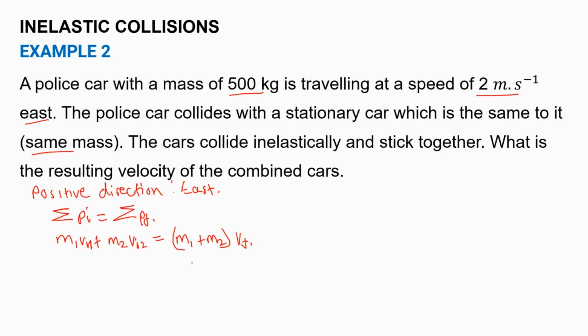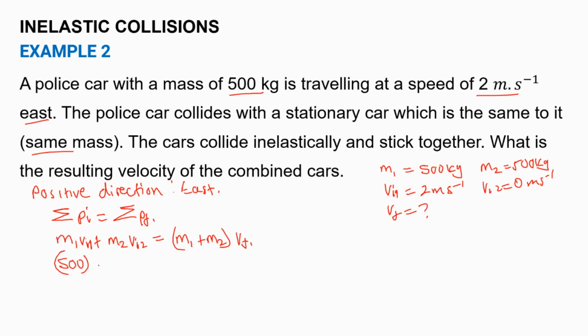Let's substitute what we have. Mass of car 1 is 500 kilograms. Mass of car 2 is equal to 500 kilograms. Then initial velocity of car 1, 2 meters per second. Initial velocity of car 2 is equal to 0 meters per second. Then the final velocity, that's what we're looking for, for the combined cars. That's what we're looking for, right?